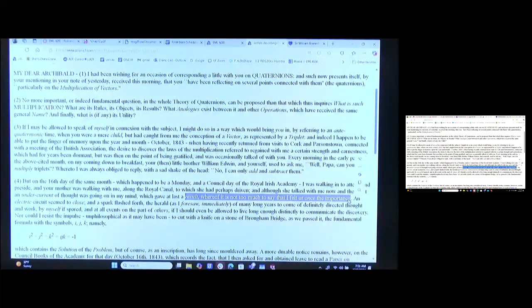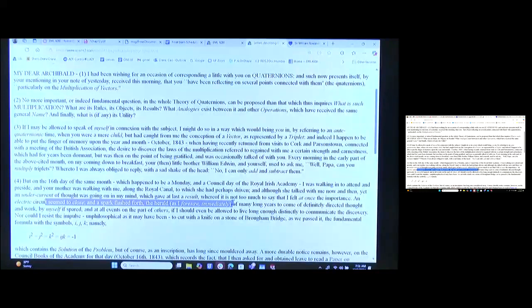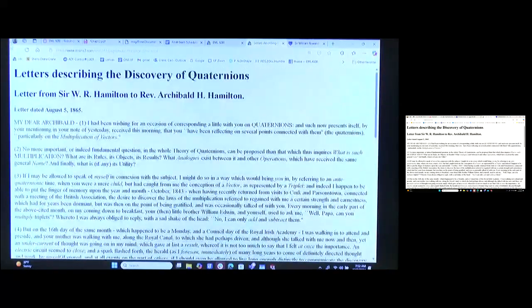So he came up with these definitions of multiplication of quaternions. An electric circuit seemed to close, and a spark flashed forth. I foresaw immediately many long years to come of work to do on this. He was crossing the Brougham Bridge, and as he passed it, he cut with a knife the fundamental formula with the symbols i, j, k. That was the foundation of his definition of multiplication. We're going to see how it works out. From that, everything came.